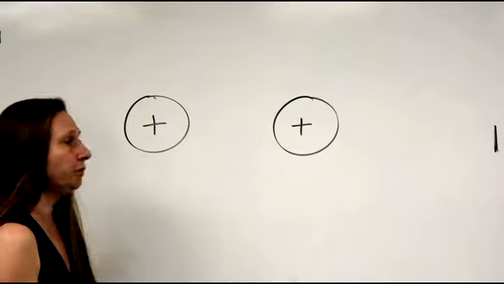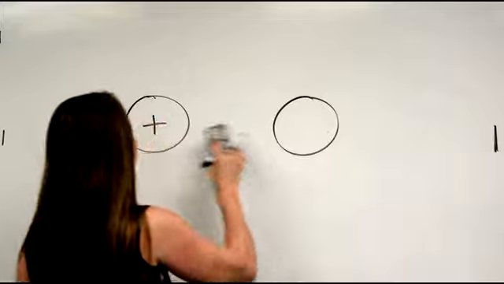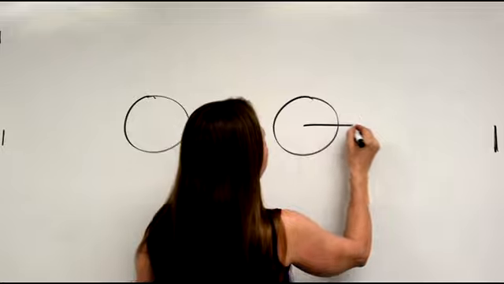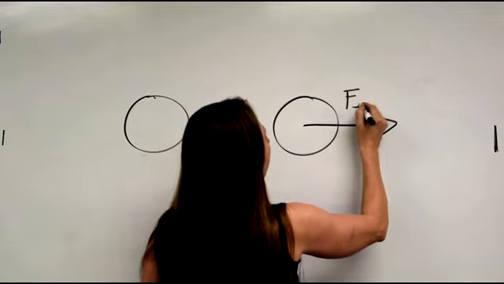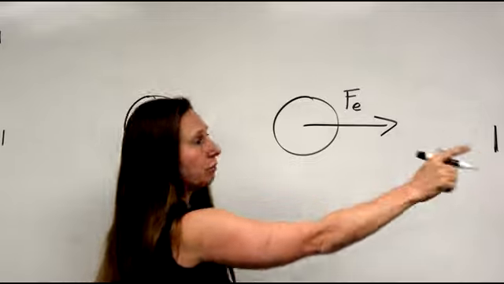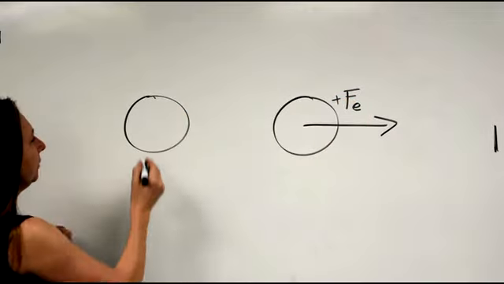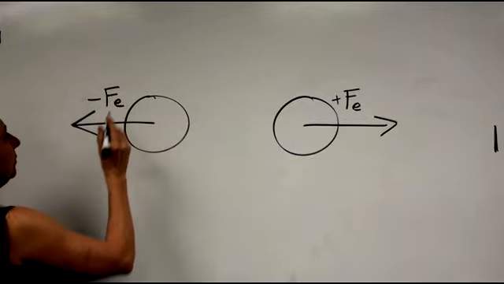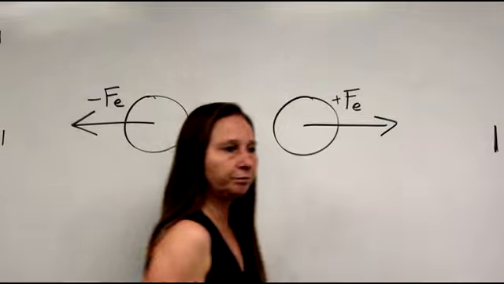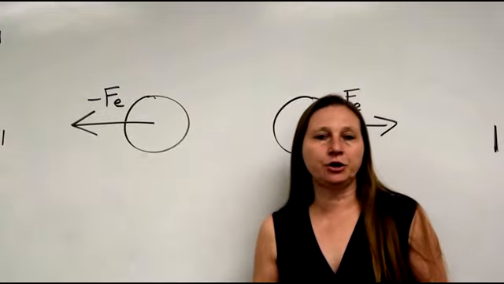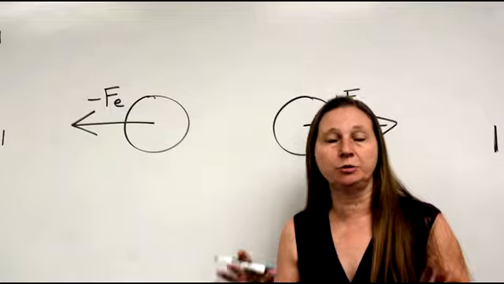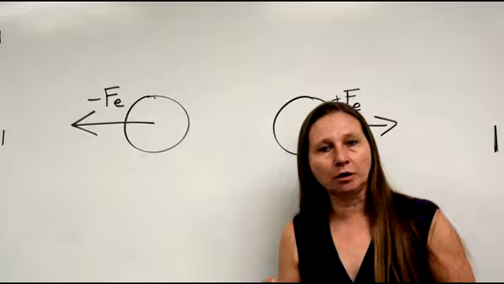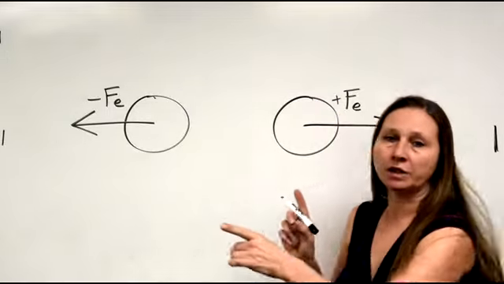Because they're both positive, they repel each other because of the electrostatic force. So we have Fe, and to the right, we'll make that positive Fe, and to the left, we have negative Fe. They repel each other. Now, the gravitational attraction between the two protons, because they have mass, is there, but it's smaller and weaker than the electrostatic force.